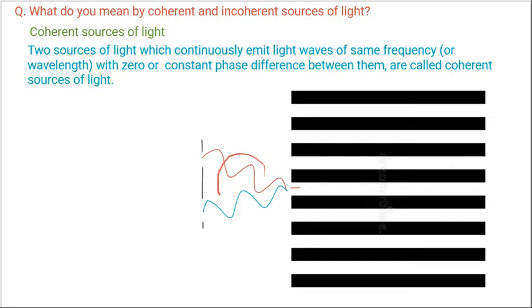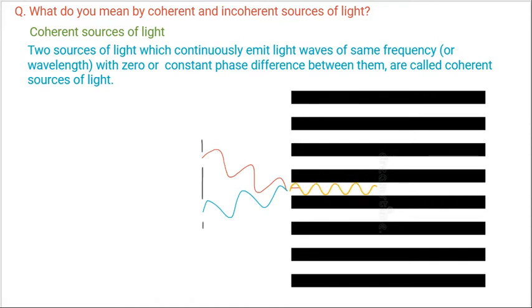In that case, what happens? Interference will be produced such that at this point you will see a maxima. That means the two lights will interfere with each other to create a maxima here.